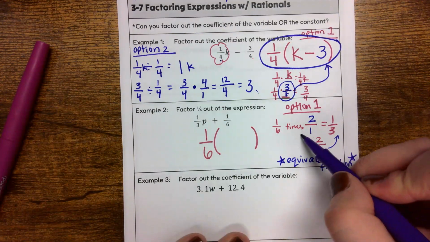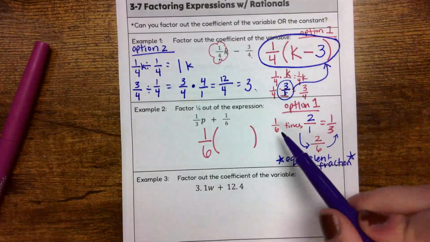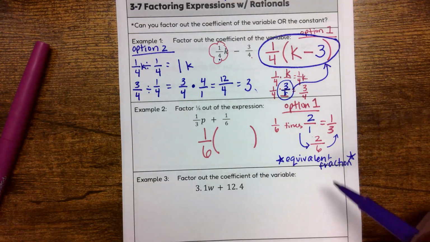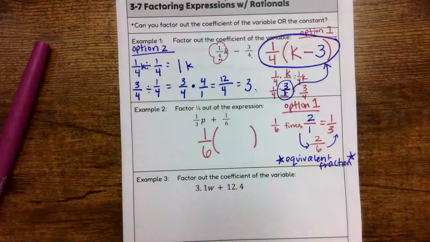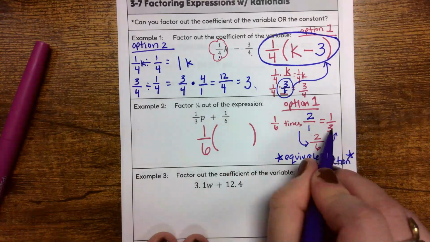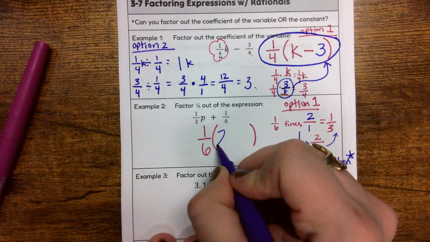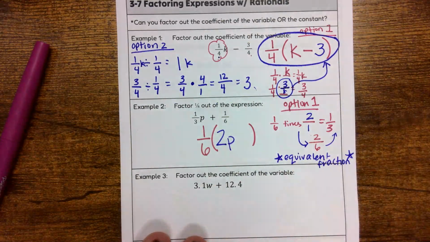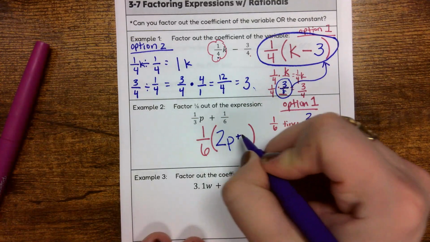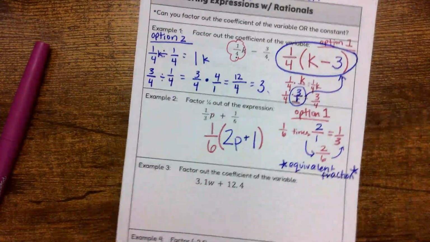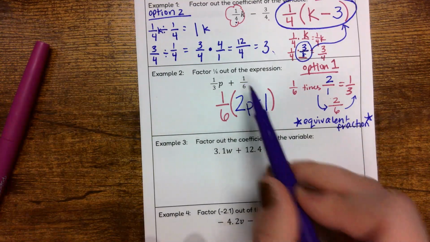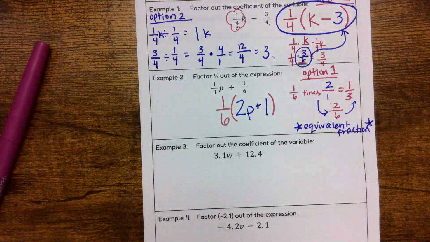Right? So 1/6 times 2/1 gives us 2/6, which is really 1/3. So that means that 2/1 is what we're multiplying times p, because 1/3 was originally times p, so it would really be 2p. And then 1/6 times what equals 1/6? 1. So we're going to do plus 1, because anything times 1 gives us itself. So 1/6 times 1 gives us 1/6. Okay.